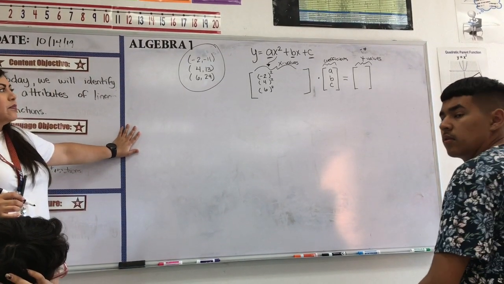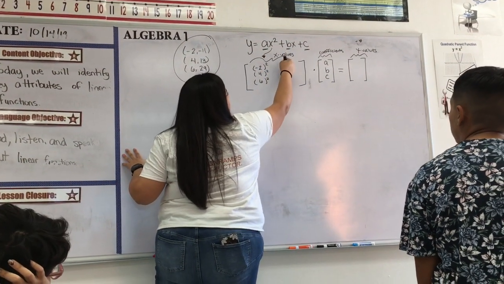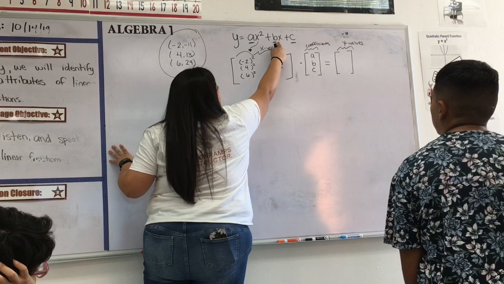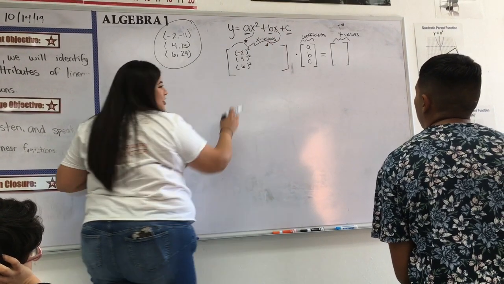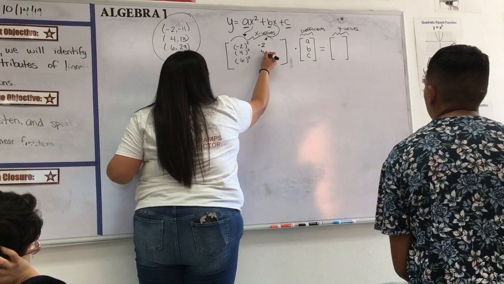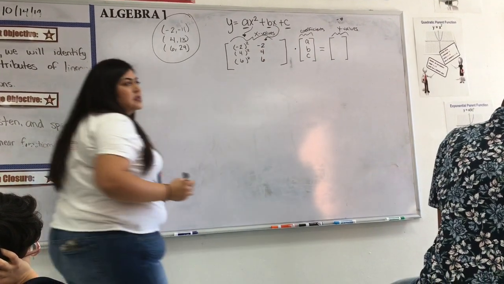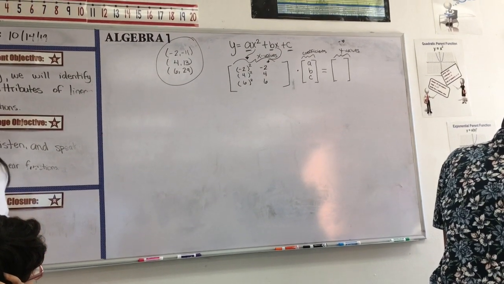In the middle. So we have x squared times A. What would be in the middle? Just the x, right? B times just the x value. So do they change? No, the x's are not going to change. So this is still negative 2, this is still 4, this is still 6. Are we good? Yes.